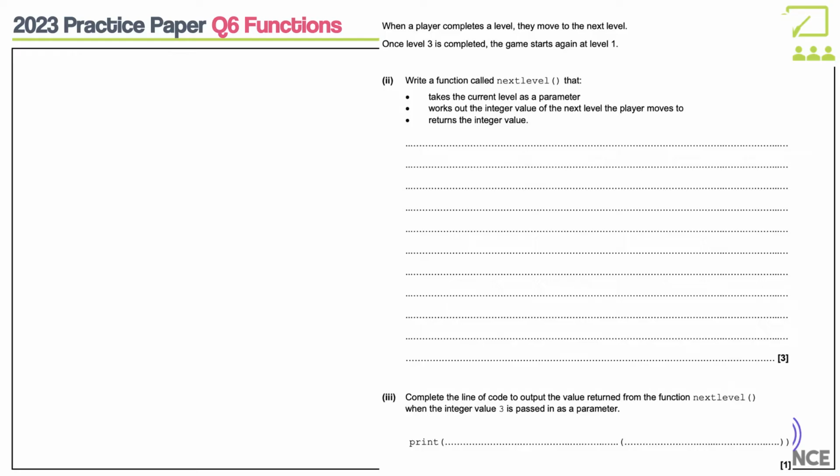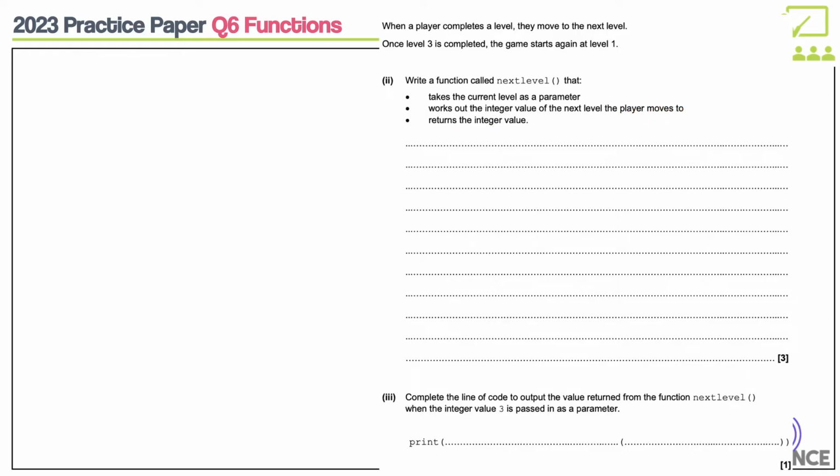In this case, when a player completes a level, they move to the next level. Once level 3 is completed, the game starts again at level 1. So every time you complete a level, it goes up by 1. Once you get to level 3, you go back to the beginning again. What a fun game. Sounds engaging to me. Write a function called next level that takes the current level as a parameter, works out the integer value of the next level the player moves to, and returns the integer value.